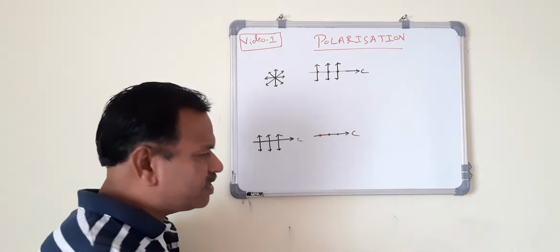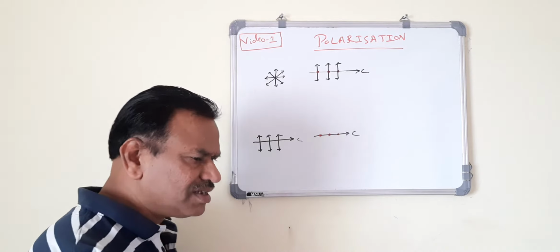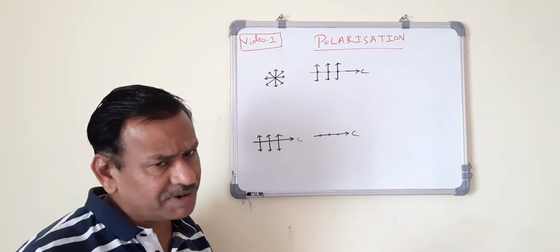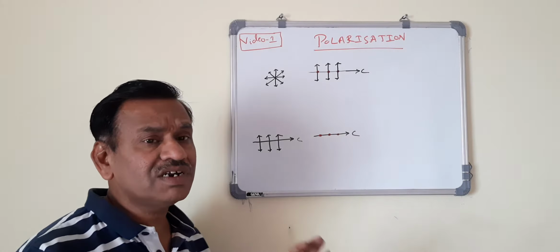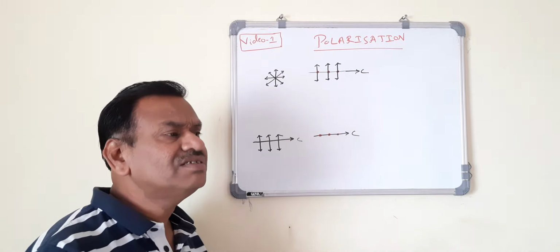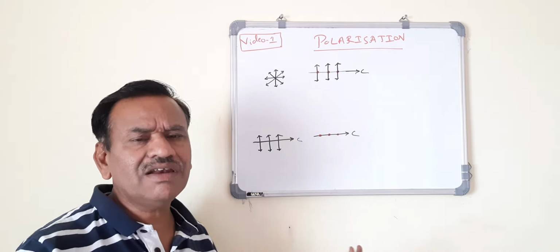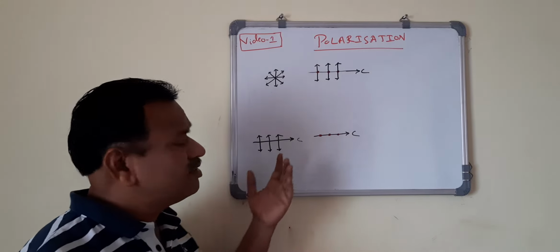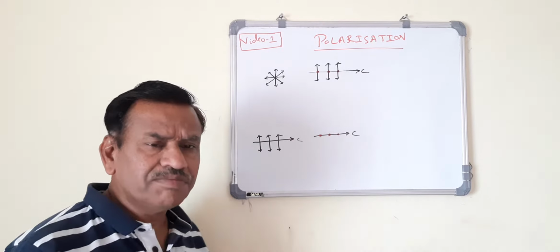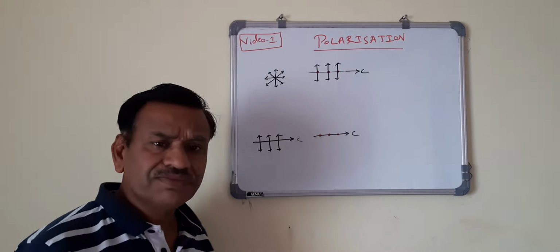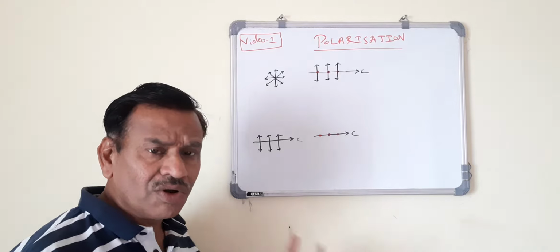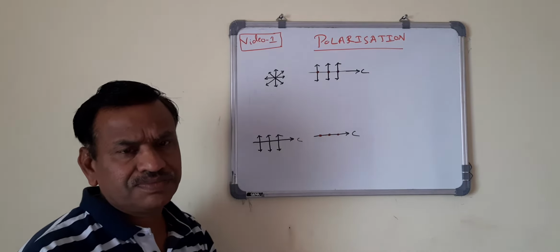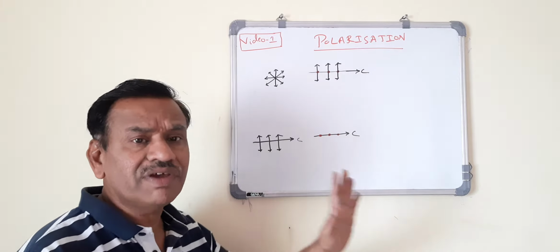One more important point is that for the phenomena of interference and diffraction, Huygens considered light to be a longitudinal wave, just like sound waves or mechanical waves. But later, the important outcome of the phenomenon of polarization is that light waves are not longitudinal waves, they are transverse waves.